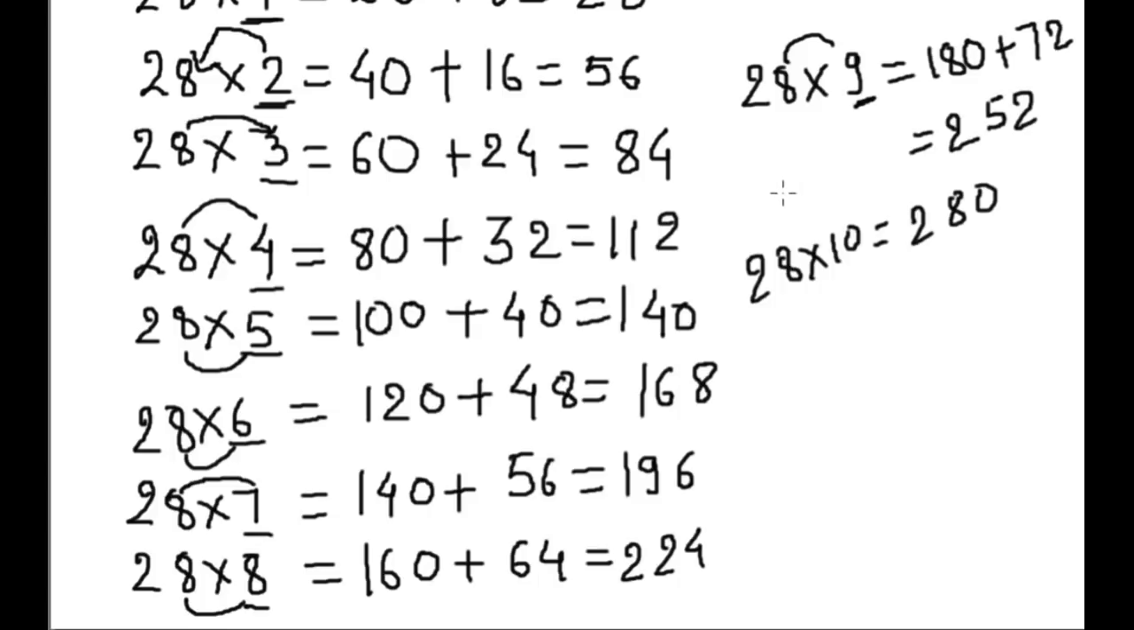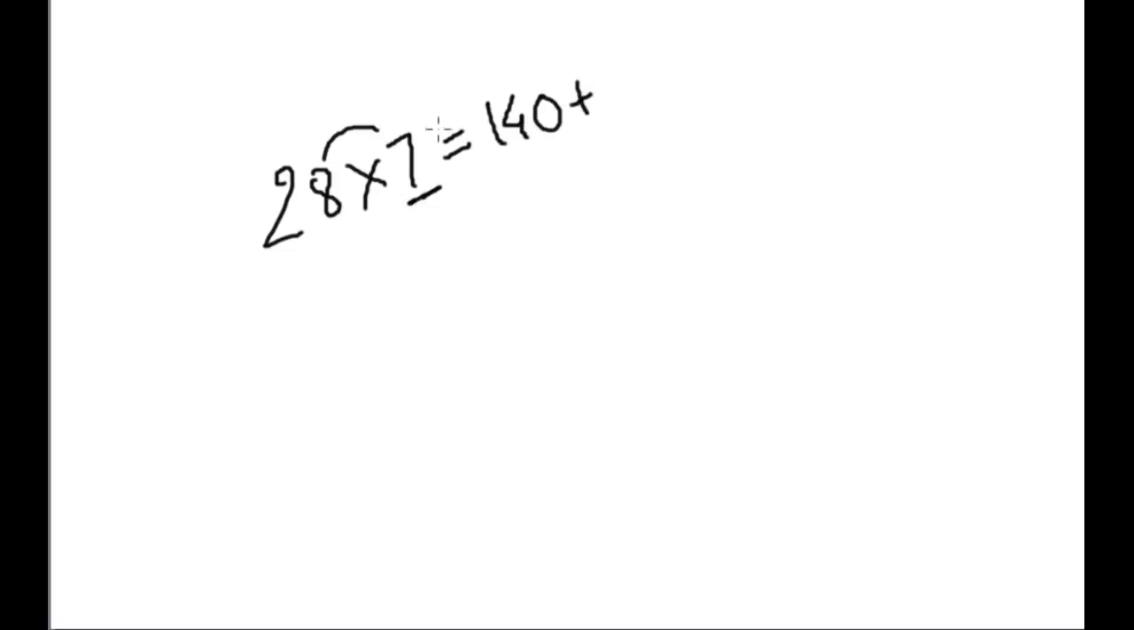Now with this trick we can write 28 times table anywhere without learning anything. So see how. If you want 28 into 7 in your calculation, you can just write double of 7 is 14. Put 0 plus 7 into 8 is 56. And this is 196.